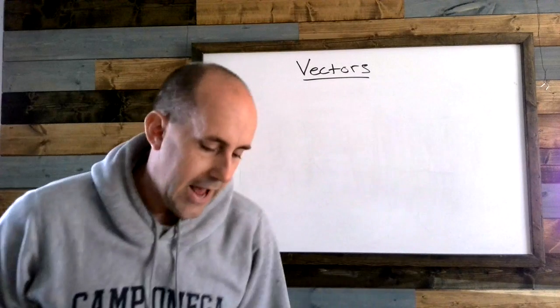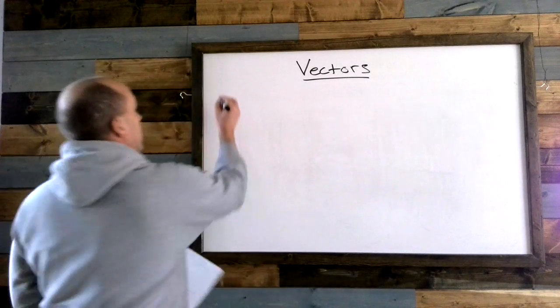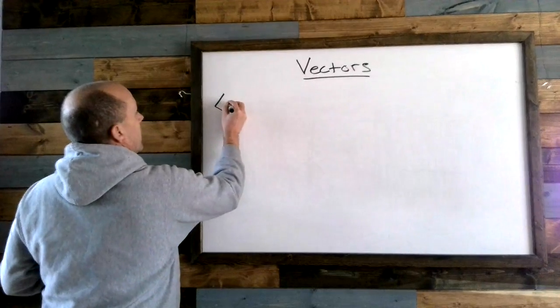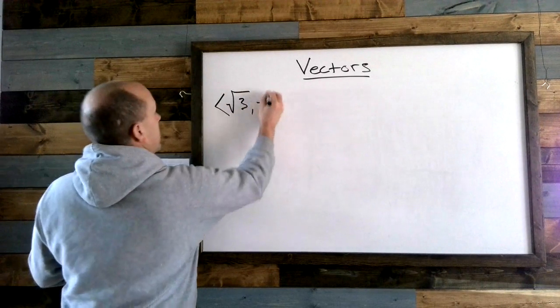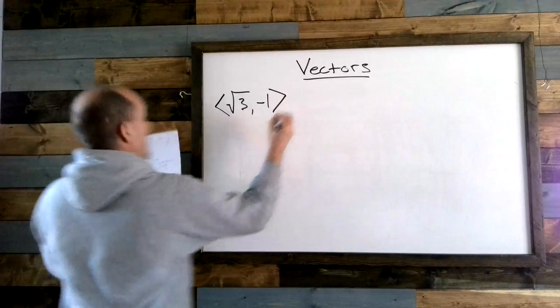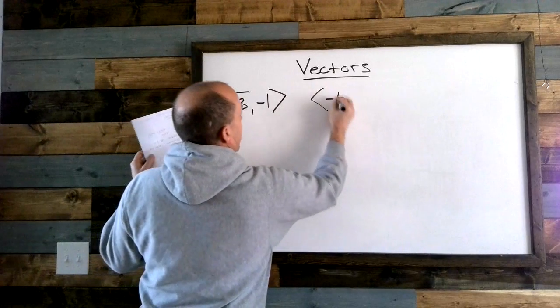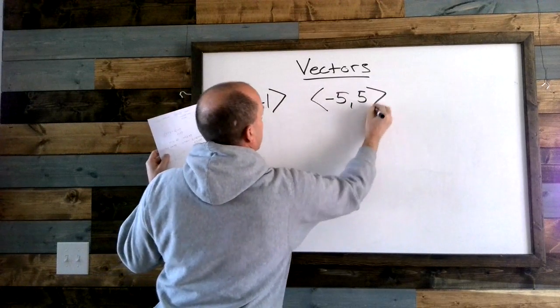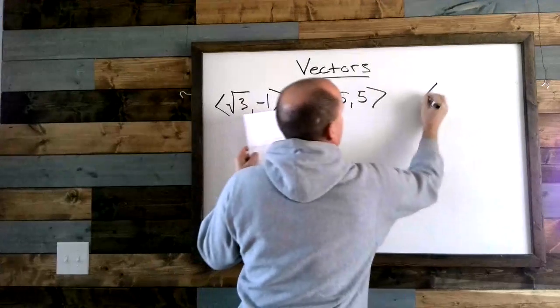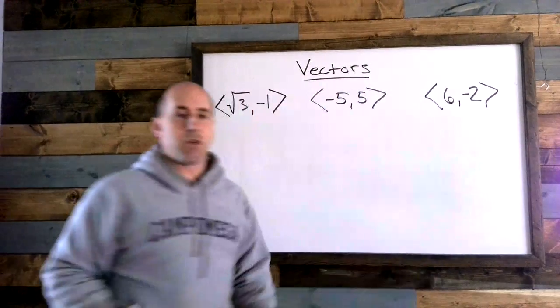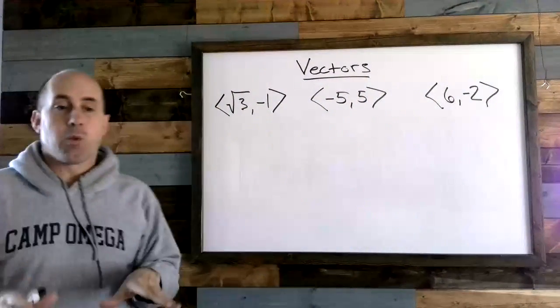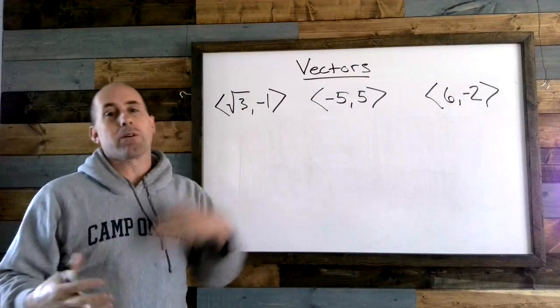So we're going to look at 3 vectors here. We're going to look at the vector root of 3, negative 1, and negative 5, 5, and 6, negative 2. Okay? And for each one, we're going to find the magnitude and we're going to find the direction.